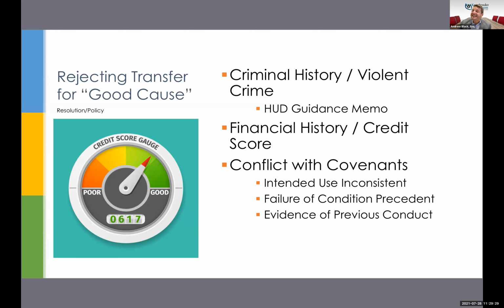So if you're thinking about turning someone down based on criminal history, we suggest getting with your association's counsel to make sure you're not inadvertently running afoul of what the HUD guidance is, because someone could make a discrimination claim based on the impact that your denial had on a protected class.